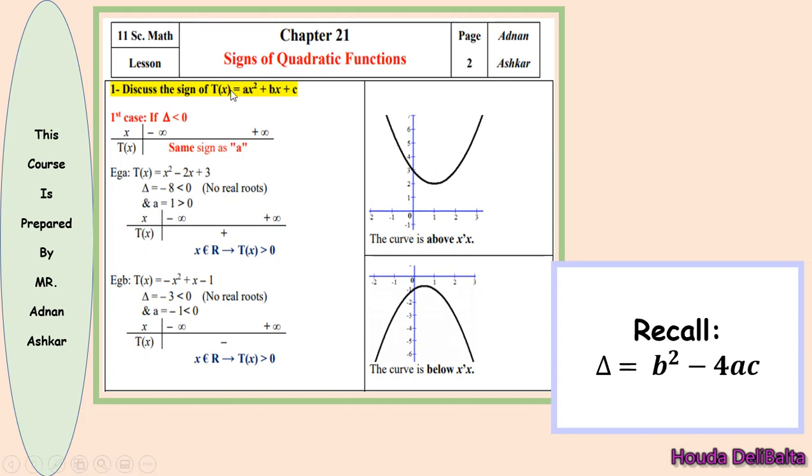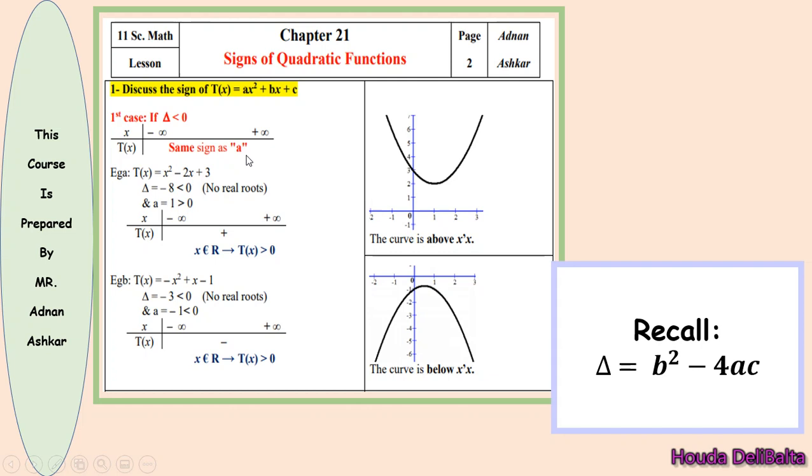Here is the rule in case of delta less than 0. Okay, what is delta? Let's remember. Delta is b squared minus 4ac, that we used a lot in the previous chapter. So, if delta is less than 0, this table says that the function is defined on R, from minus infinity to plus infinity on the table, and we have here the function f of x, and we have the sentence "same sign as a".